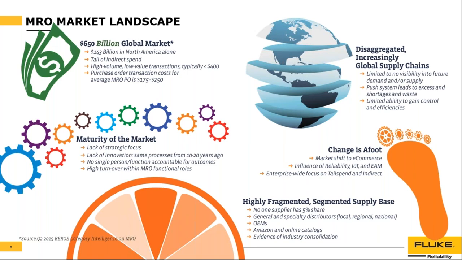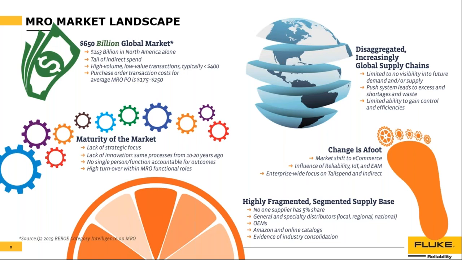Inventory is not connected to your computerized maintenance management systems, or CMMSs. On occasion, but not very often, I see barcoding in place, or technology to manage the storeroom, scanning devices, automated cycle counting, things like that. Disaggregated, increasingly global supply chains, limited visibility to future demand, stockouts, process waste. We do a lot of process mapping on MRO process flows, and basically what we end up doing is gap analysis and finding out where some of the shortcomings are.